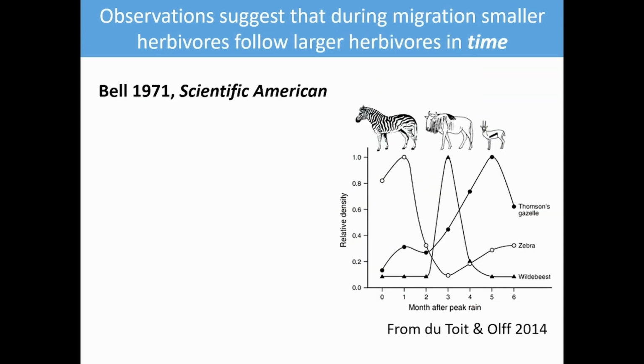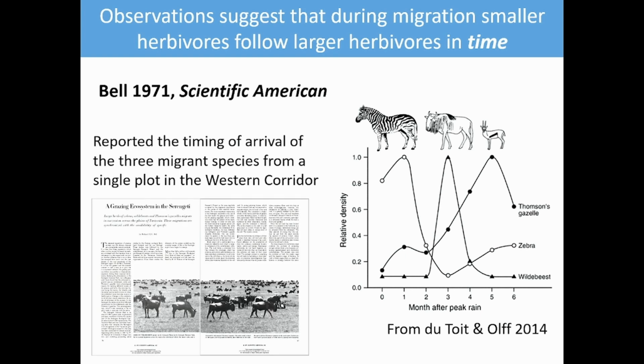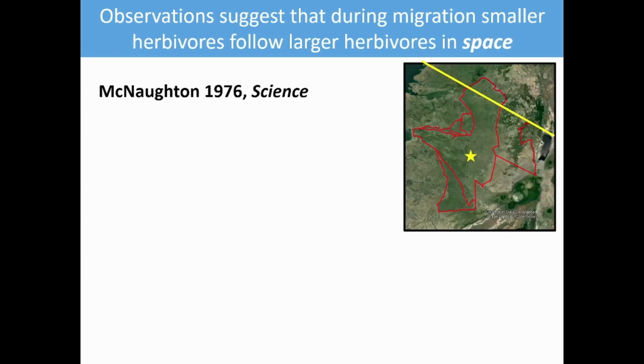Okay, what else do we know? Bell documented from a single plot that he monitored for 3 years in the western corridor of Serengeti that small herbivores follow larger herbivores in time, such that you get zebra coming first, followed by wildebeest, followed by Thompson's gazelles, and that was published in one of my favorite papers, this 1971 paper in Scientific American.